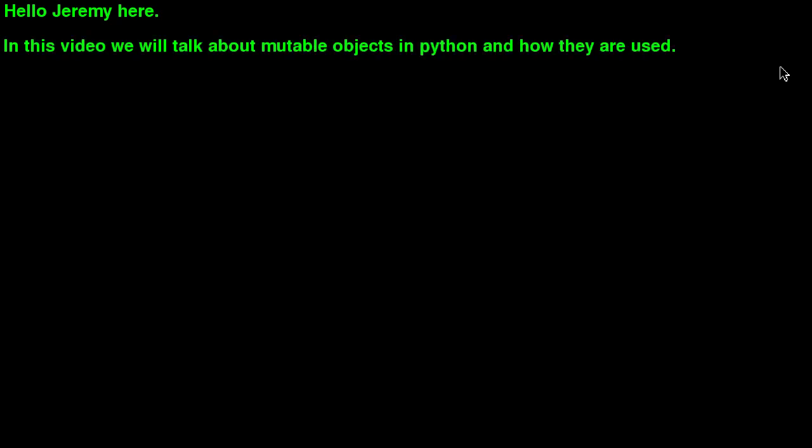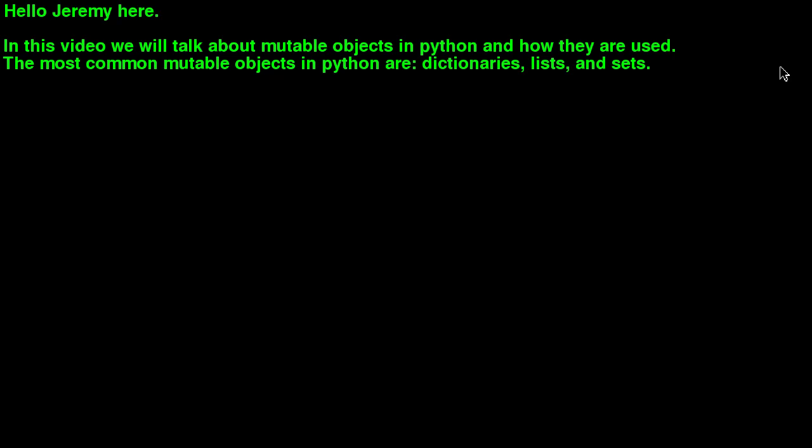Hello, Jeremy here. In this video, we will talk about mutable objects in Python and how they are used. The most common mutable objects in Python are dictionaries, lists, and sets. We will cover all three, so let's get started.